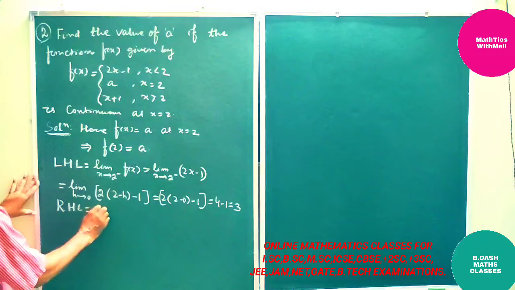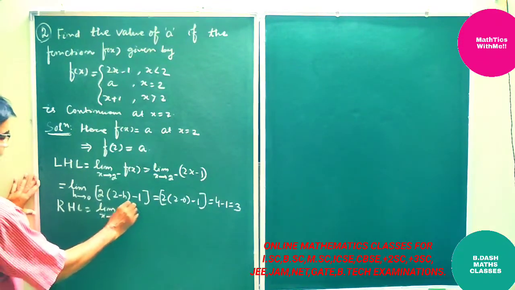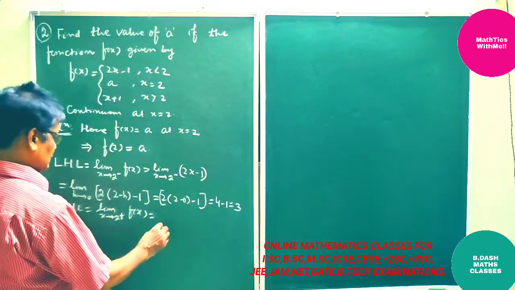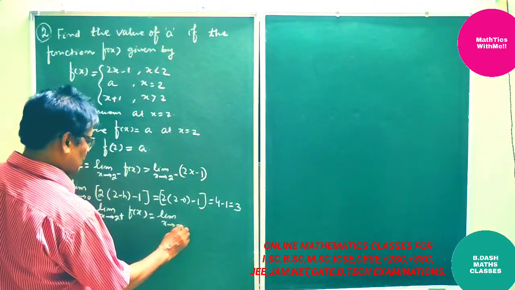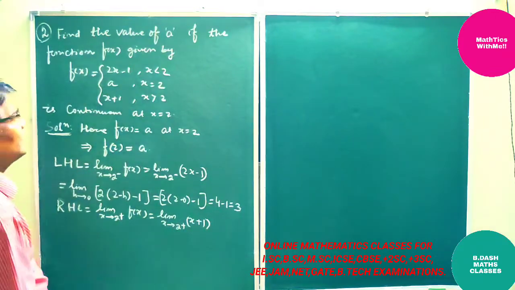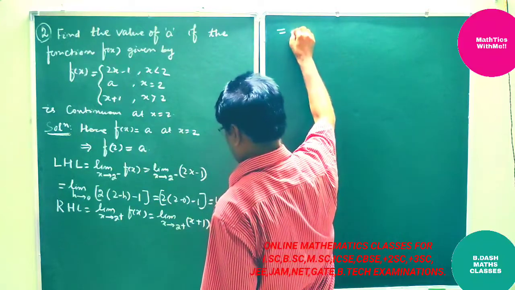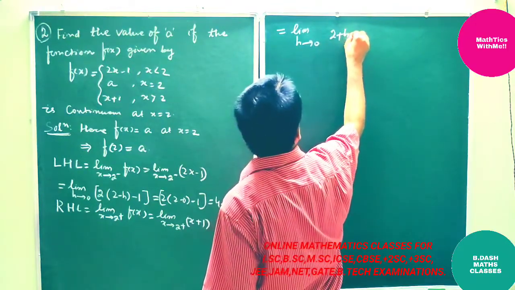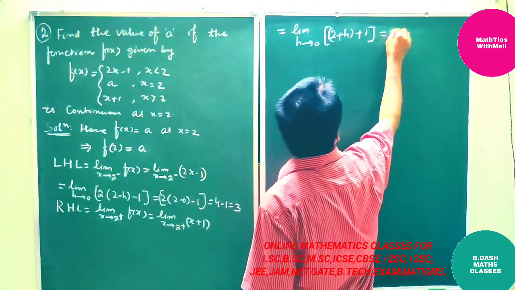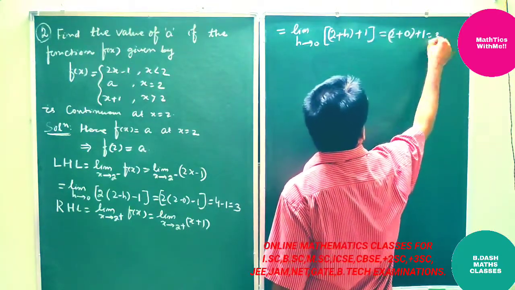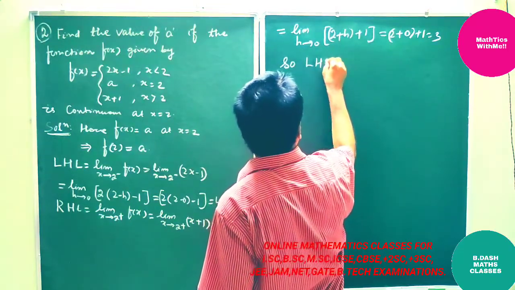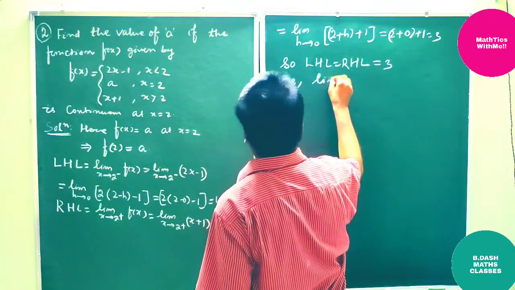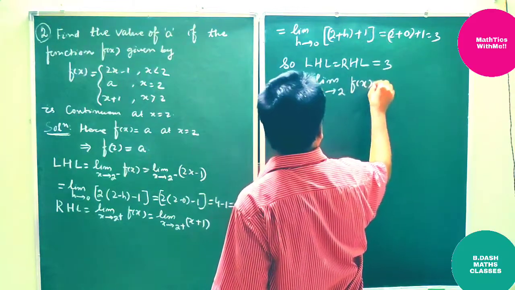Now the right hand limit of the function, the limit as x tends to 2 plus of f(x). When x tends to 2 plus, f(x) = x + 1. So the limit as x tends to 2 plus of x + 1 is the limit as h tends to 0 of (2 + h) + 1, which equals 2 + 0 + 1 = 3. So the left hand limit equals the right hand limit, which is 3. That is, the limit as x tends to 2 of f(x) is 3.